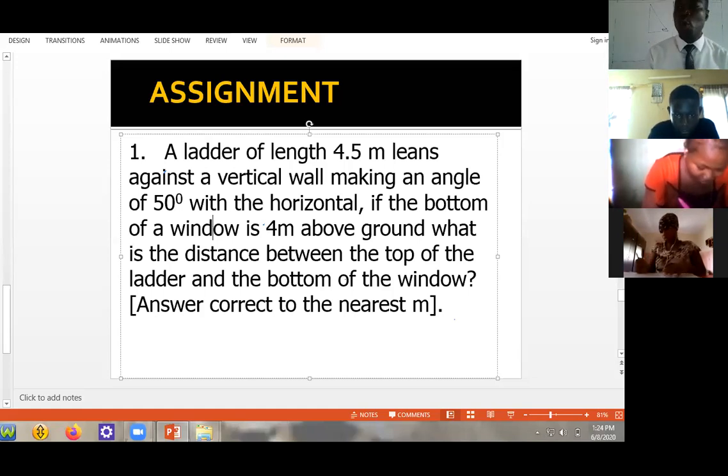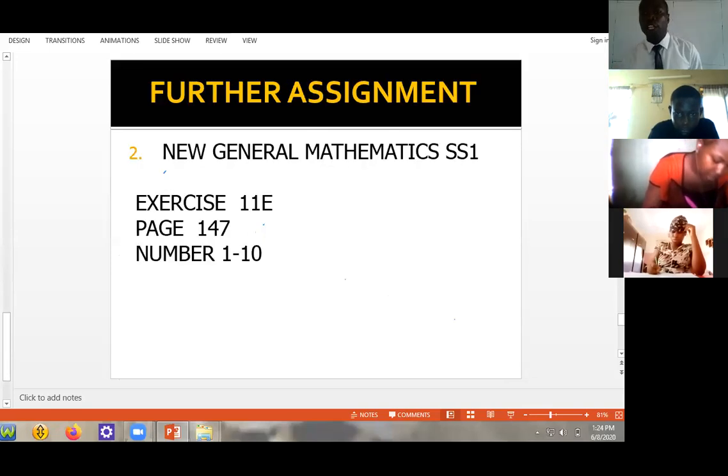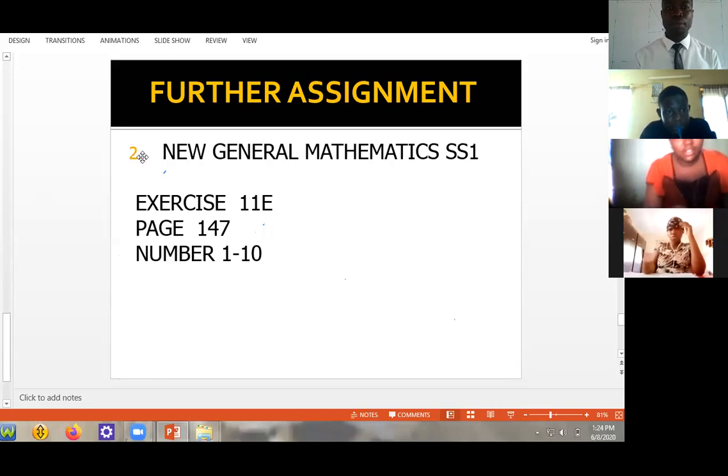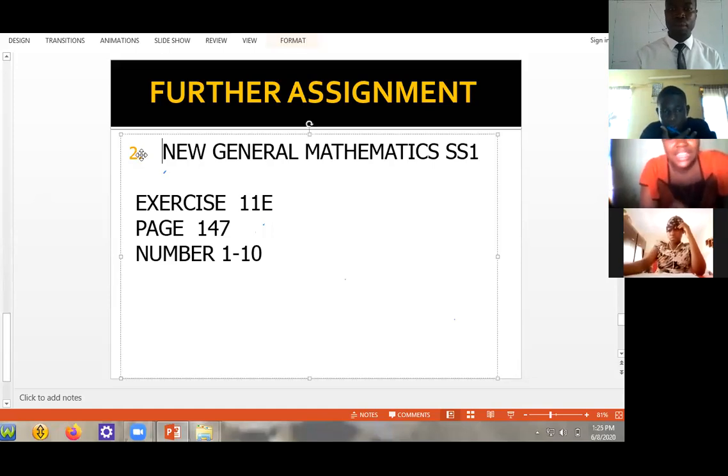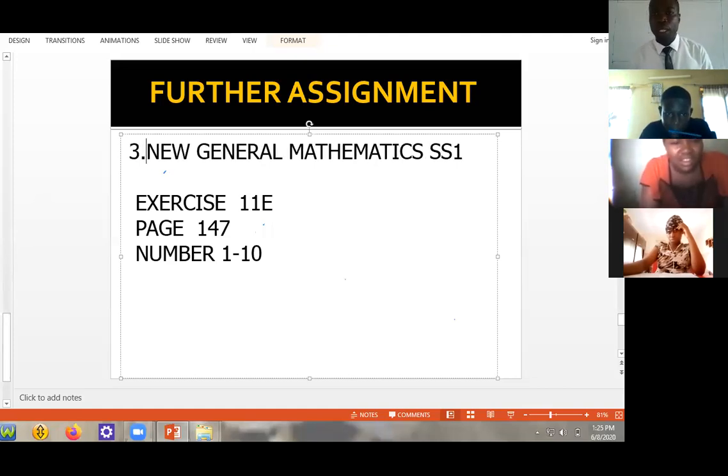Okay, question number 2. Now let me go to number 3. This is number 3: New General Mathematics SS1, Exercise 11, page 147, number 1 to 10. That is question number 3.